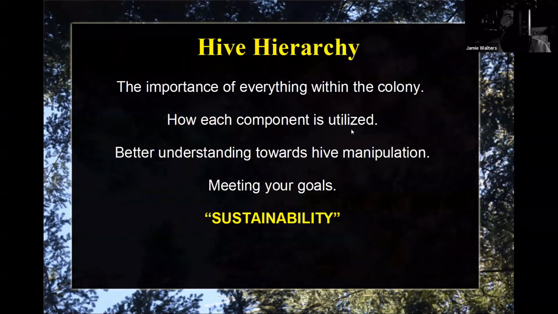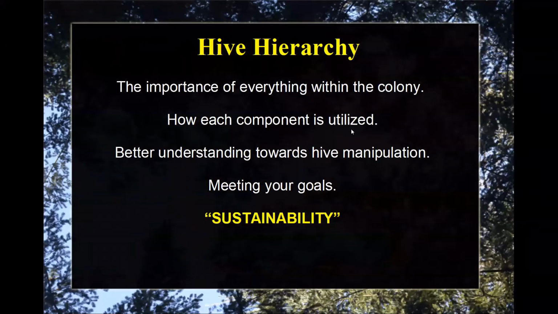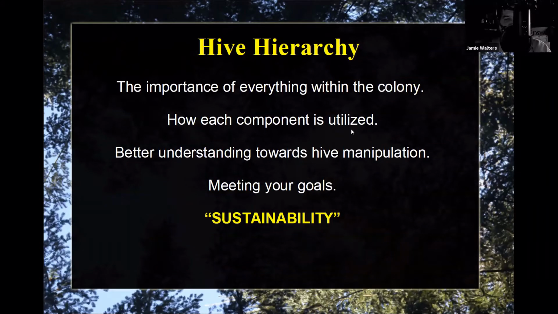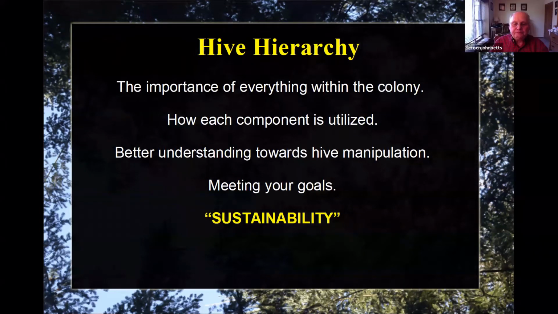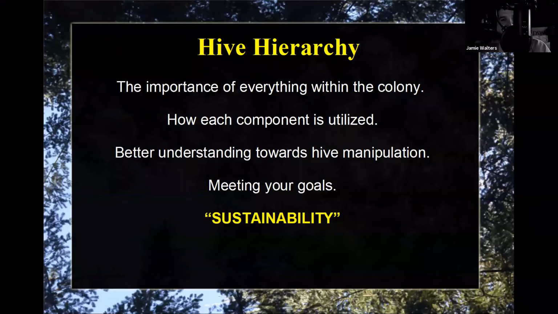The importance of everything within the colony is each component that's utilized. So we have brood, bee bread, the queen, drones, nectar, and everything has an importance level. What you're trying to do is be sustainable. Again, the sustainability part of this is so you have everything you need within your own colony.